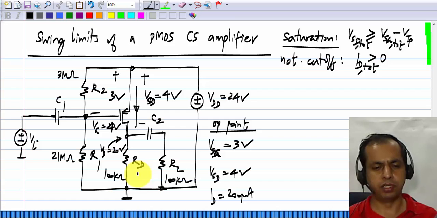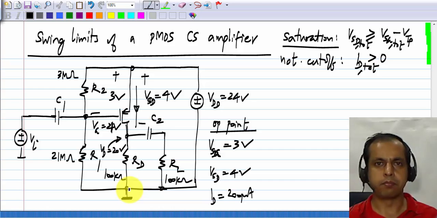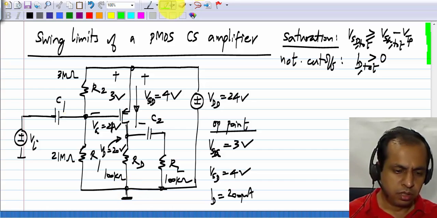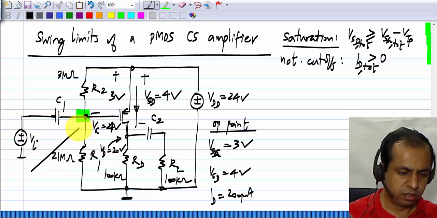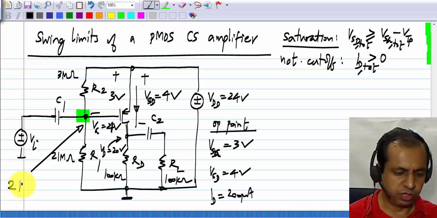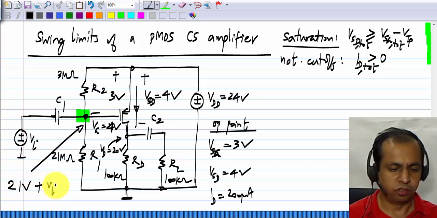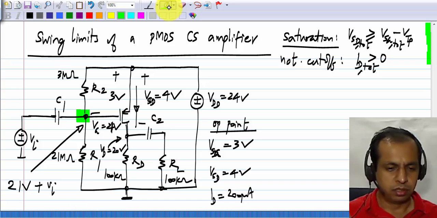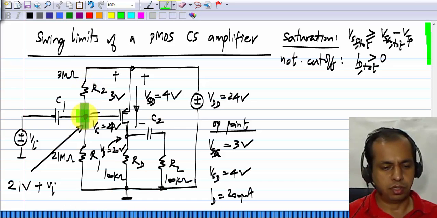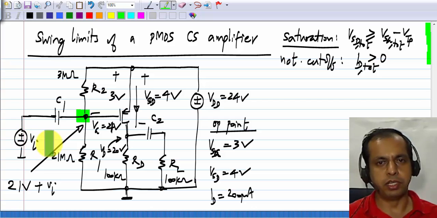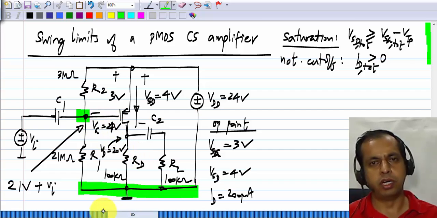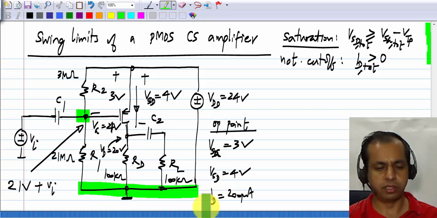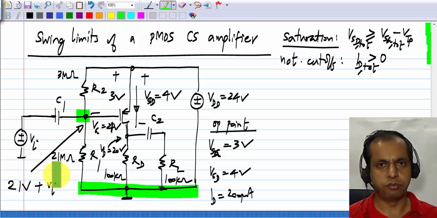You have to keep this in mind, that this ID in a PMOS transistor is flowing downwards. Now when the signal Vi is applied, the voltage at this node would be the quiescent voltage, which is 21 volts, plus Vi. Because if you didn't apply Vi, or if you set Vi to 0, this is at 21 volts with respect to ground. Remember, when I say voltage at some node, it is with reference to the common ground node of the circuit. So it's at 21 volts plus Vi.